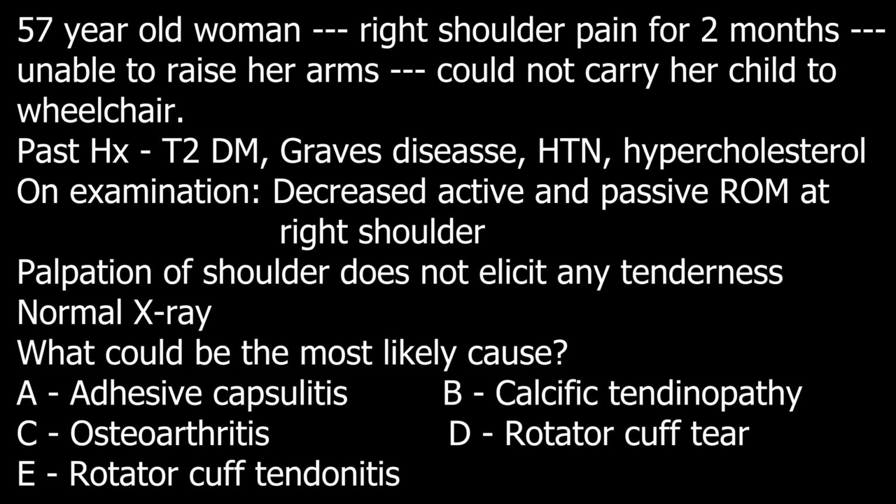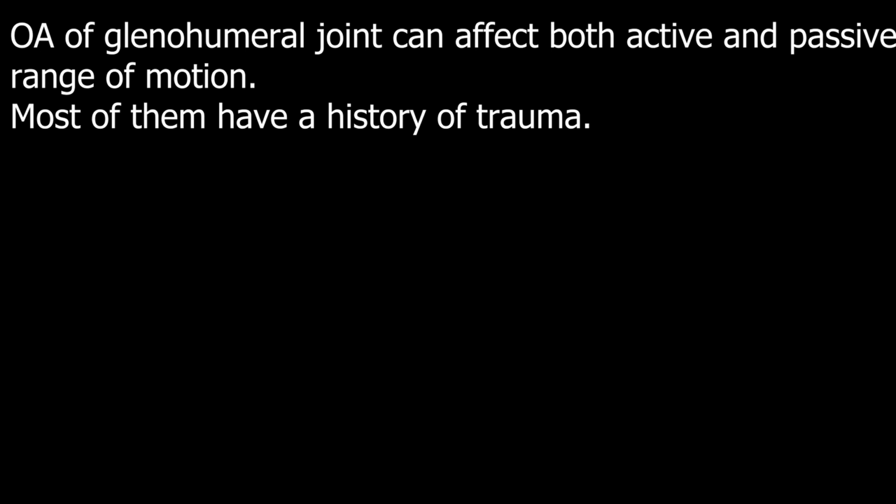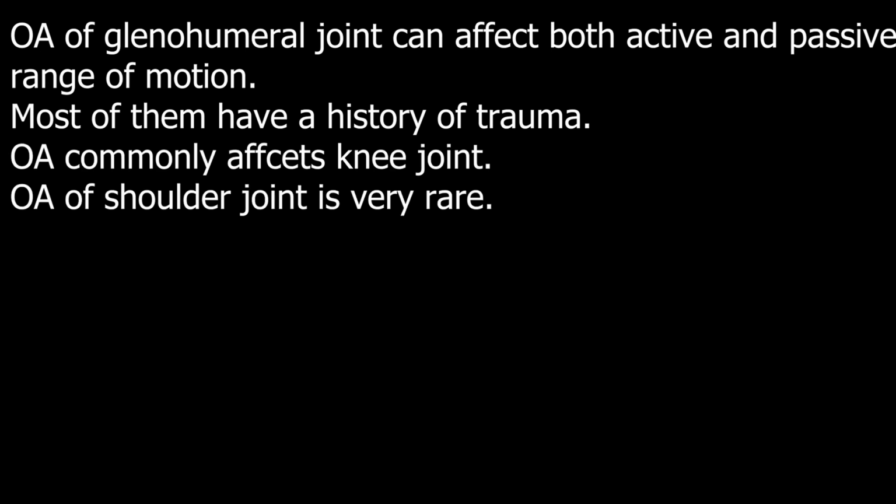But in our patient, both active and passive range of motion is affected. Now let's go to the third option, which is osteoarthritis. Osteoarthritis is not actually an inflammatory condition, and it most commonly involves the knee joint. But osteoarthritis of the glenohumeral joint is relatively uncommon and rare. It can decrease both active and passive range of motion as seen in our case, but most patients have a history of significant past shoulder trauma. Our patient does not give such a history, and this condition is very rare. So let's look at something that is more common.